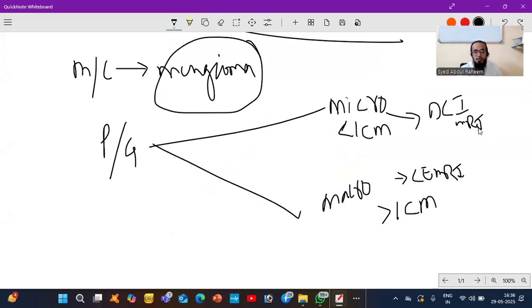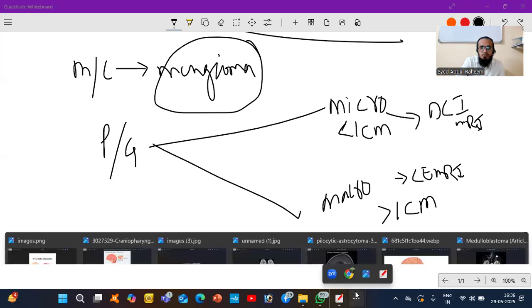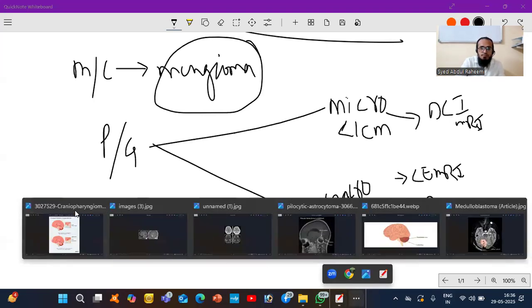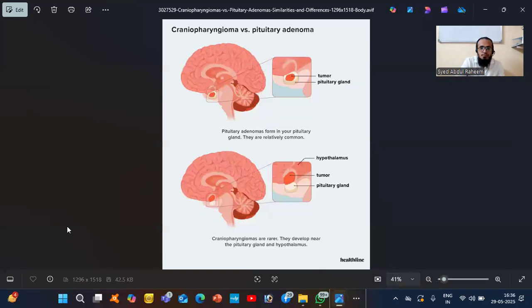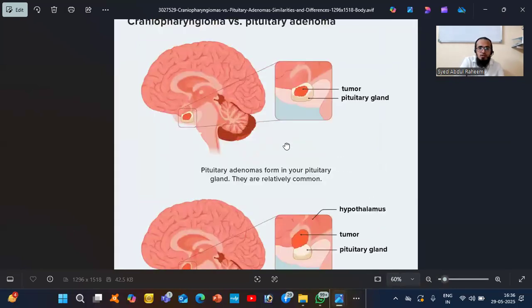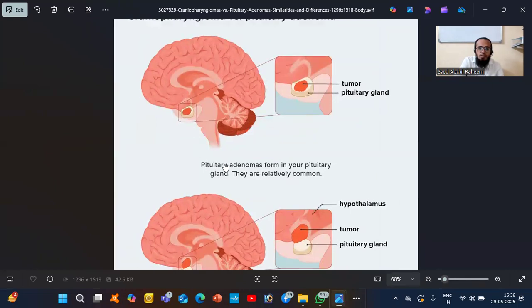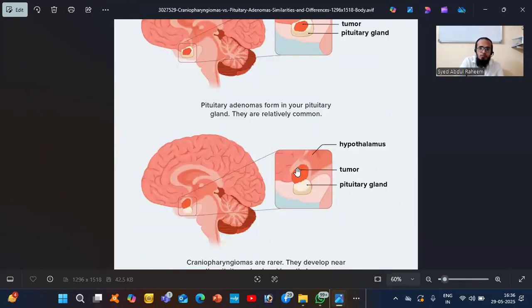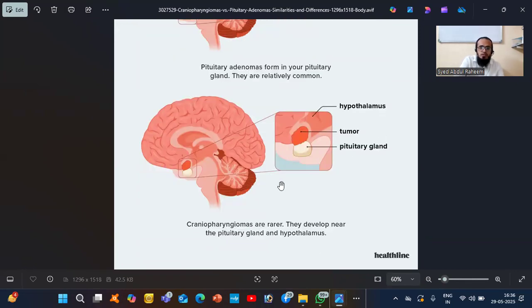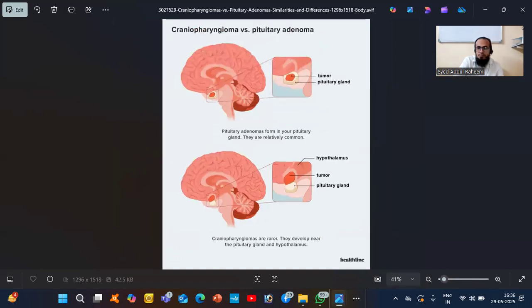Okay. Dynamic contrast enhanced MRI. So these are the most common pituitary tumors. You can see here also a tumor in the pituitary gland. Pituitary gland here. You can see pituitary gland, hypothalamus, tumor in pituitary gland. So it is very common in females mostly.